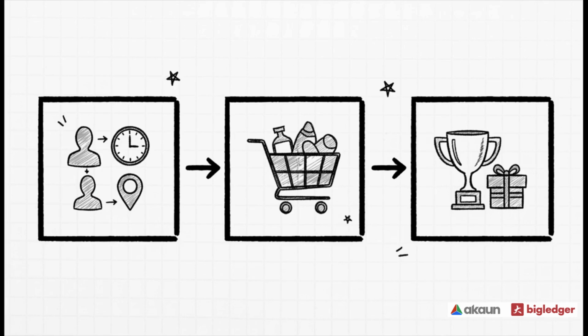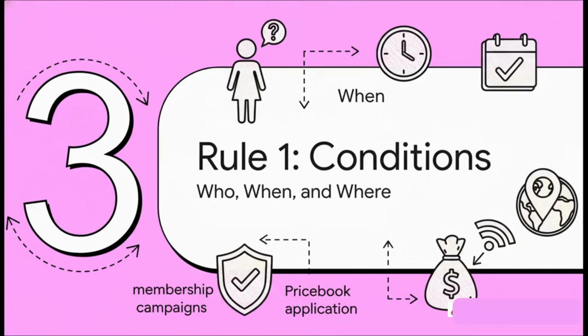First, you set the conditions. That's the who, when, and where. Second, you target the products. That's the what. And finally, you define the prize, the reward your customers are going to get. So let's get started with the first ingredient in our recipe, the conditions. This is where we lay the foundation, defining the who, when, and where for our entire promotion.